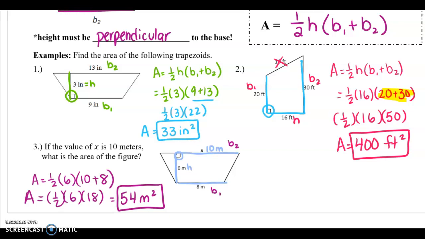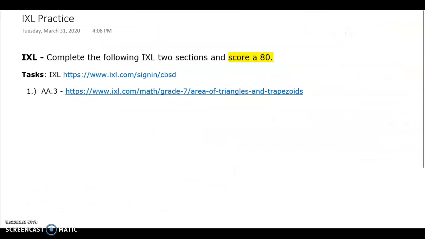Okay, your IXL is going to be on trapezoids and triangles. So I can scoot through and show you what that would look like. It's going to be on triangles and trapezoids. So for triangles, the area is 1/2 base times height, and your trapezoid formula of area is equal to 1/2 times height times the sum of the bases.